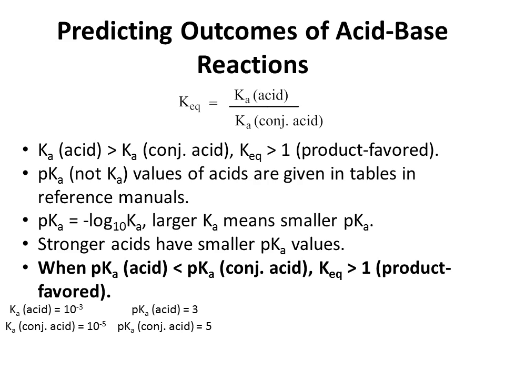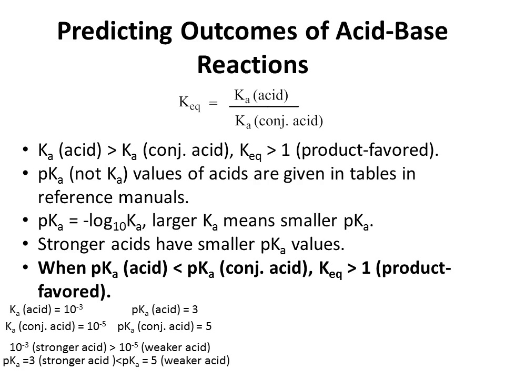3, the acid's pKa, is less than 5, the conjugate acid's pKa. Clearly, 10 to the minus 3 is bigger than 10 to the minus 5. So that means that when the pKa is 3, that's a stronger acid than when the pKa is 5. So that's how that works. That's why when the pKa of the acid is less than the pKa of the conjugate acid, the KEQ is greater than 1 and it's product favored.